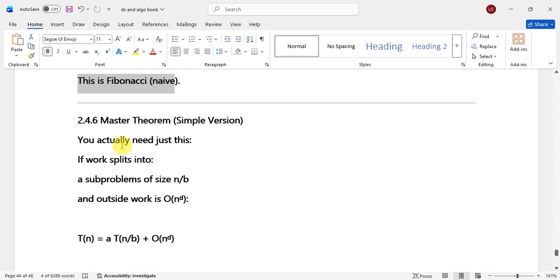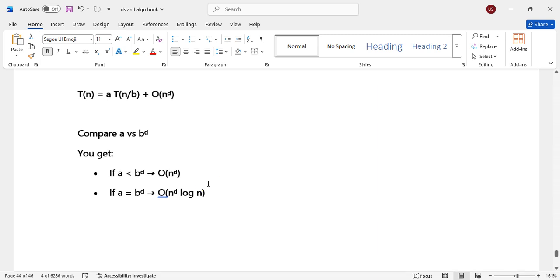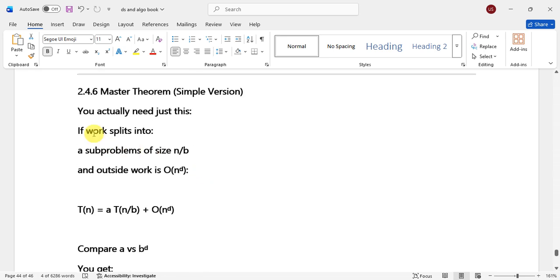And this is the master theorem. You actually need just this. If you split into subproblems and there is outside work, the master theorem is basically for finding the time complexity. If work splits into subproblems of size n divided by b, and the outside work is O(n to the power d).